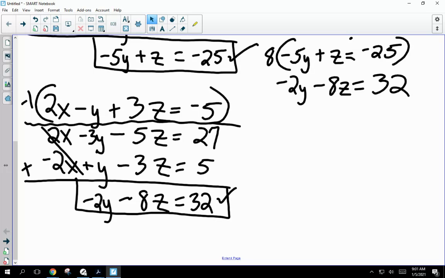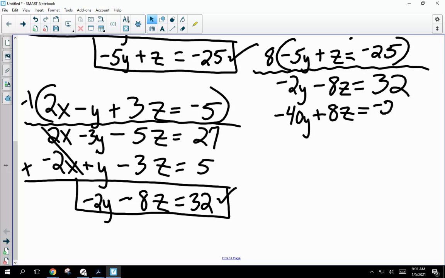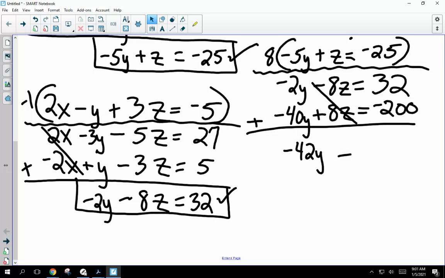So, and I'm going to draw a little line here, my squiggly line. 8 times 5 is negative 40y. 8 times positive z is a positive 8z. And this is my goal here, to eliminate those 8s. And then I have 8 times negative 25 is negative 200. So now we're going to add. I get negative 42y, the z's are gone, and I get negative 168.